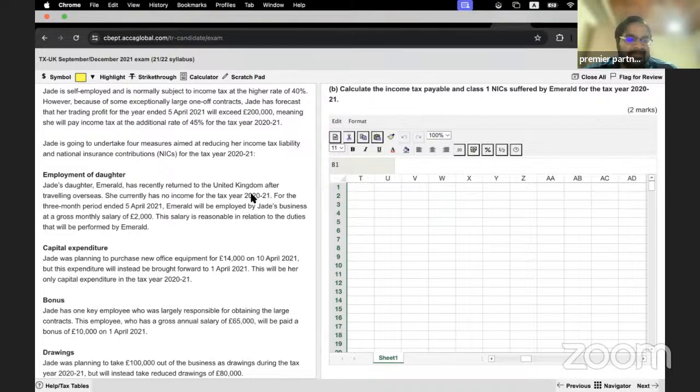Right. So for Emerald, seems to be only this 2000 which she is going to receive as a monthly salary from Jade. Sorry, that is going to be her only income. Based on that, we need to calculate income tax and the NIC class 1 for Emerald. So 2 marks are given. So you might have 3.6 minutes to do the calculation.